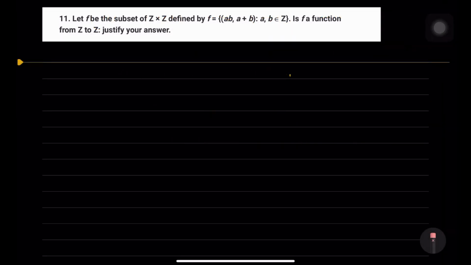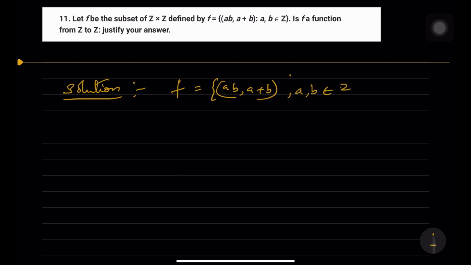Now in the 11th problem, we'll see what's the 11th problem. Let f be the subset of Z cross Z defined by f is equal to (a, b) comma a plus b, where a, b belong to Z. Is f a function from Z to Z? Justify your answer. So for general a, b, two numbers from Z, what is given over here? f is equal to (a, b) comma a plus b. So the ordered pair is in this way, that is a, b belongs to Z.